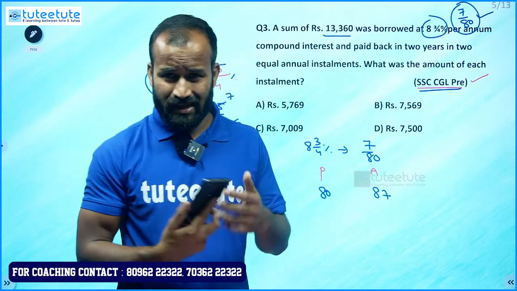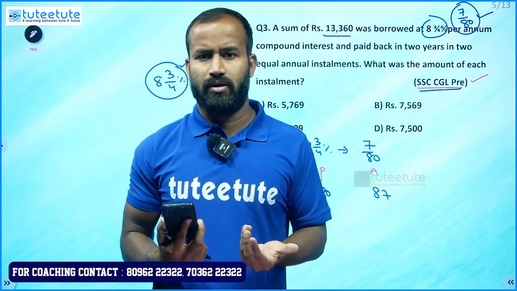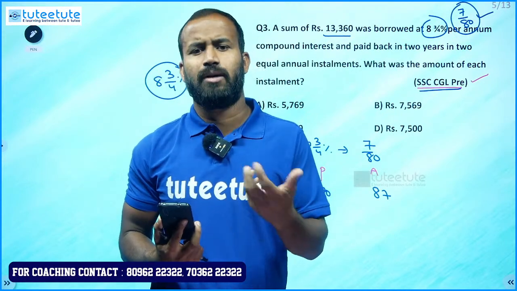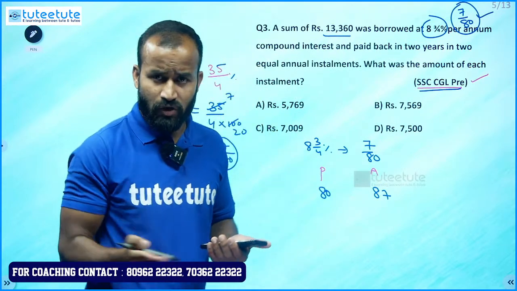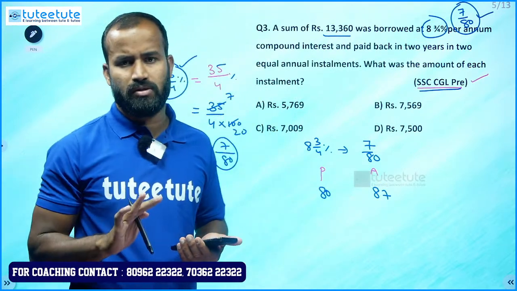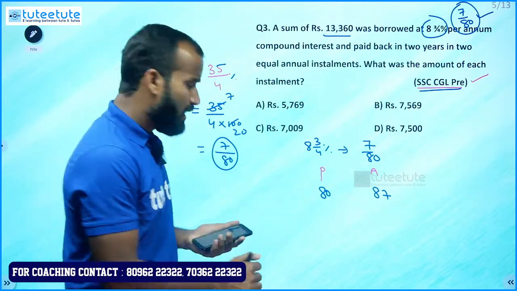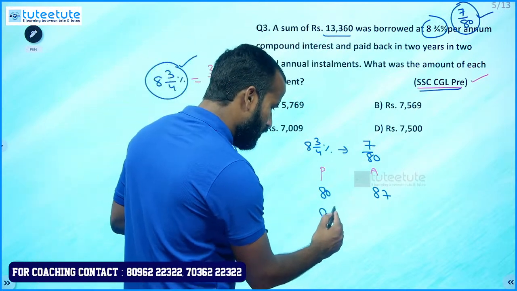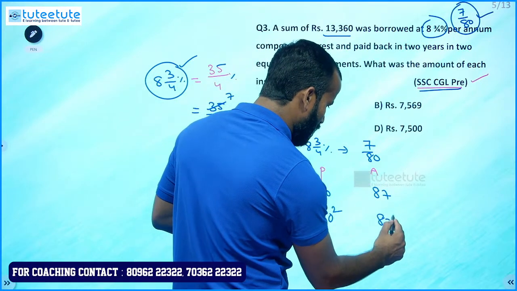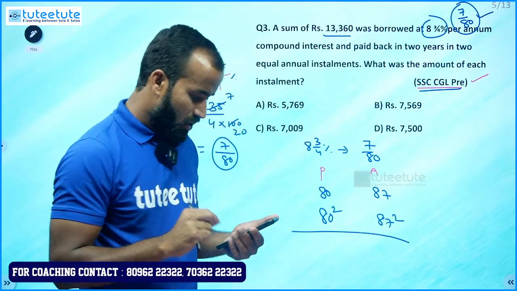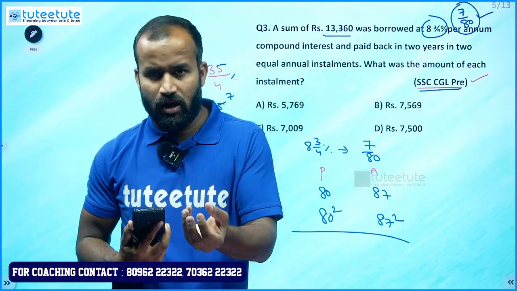You should have patience to learn this kind of topic. Just spend 20 minutes, then you're going to understand everything. That's why I'm solving different types of problems, all previous year questions. Next, what? 80 square. Next, what? 87 square. So we have to make installments equal.